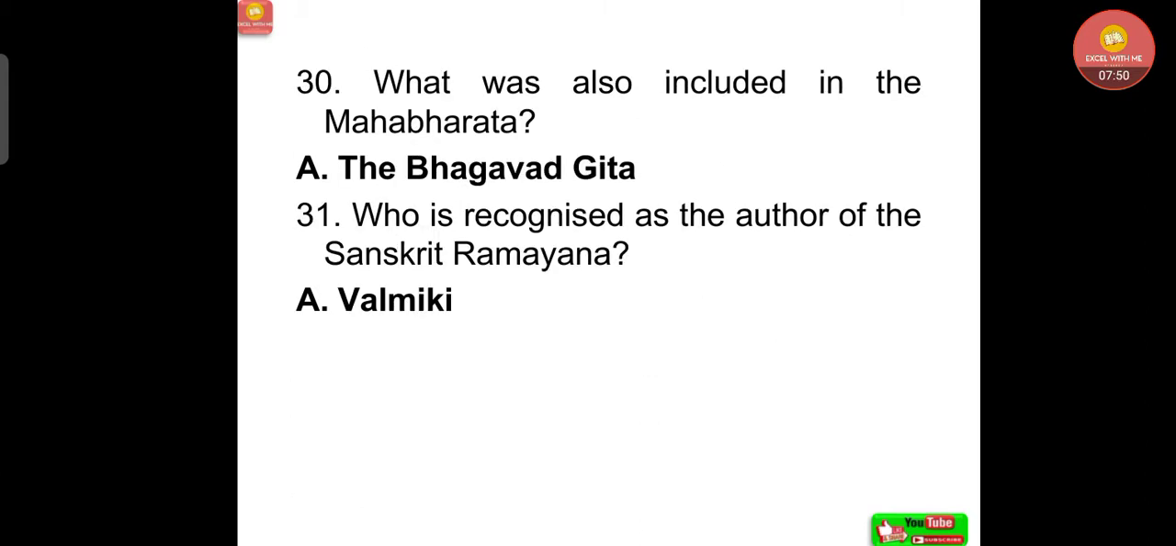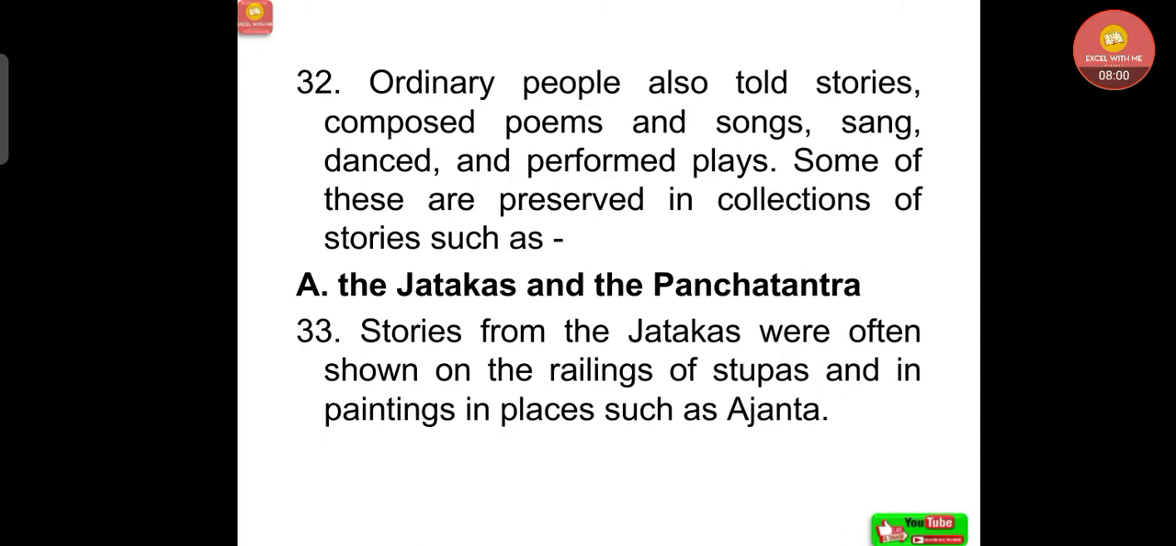What was also included in the Mahabharata? That was the Bhagavad Gita. Who is recognized as the author of the Sanskrit Ramayana? Valmiki. Ordinary people also told stories, composed poems and songs, sang, danced and performed plays.